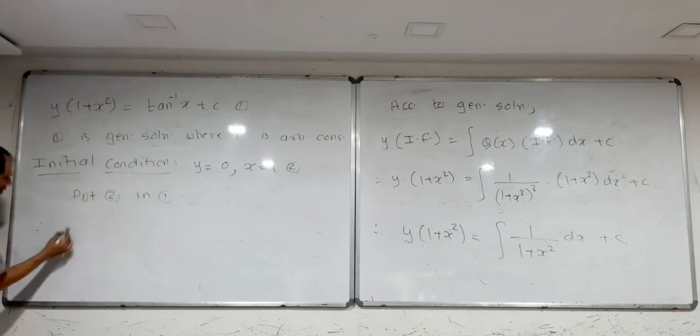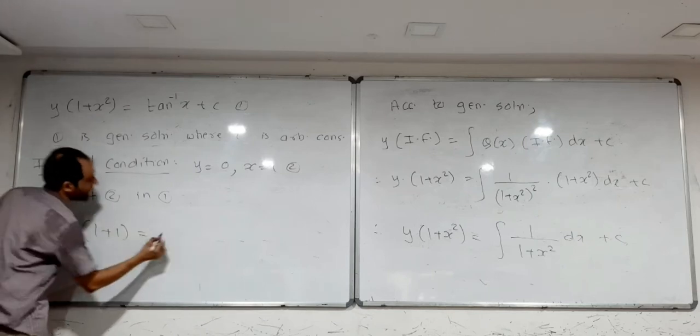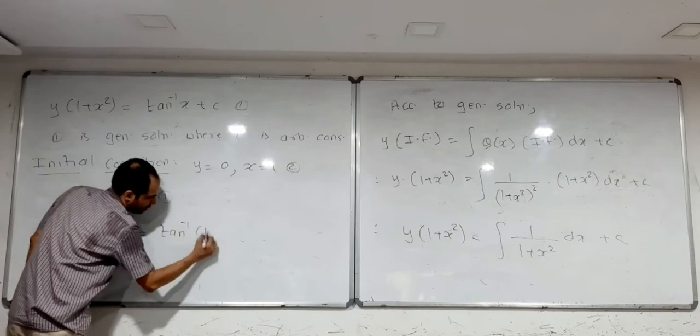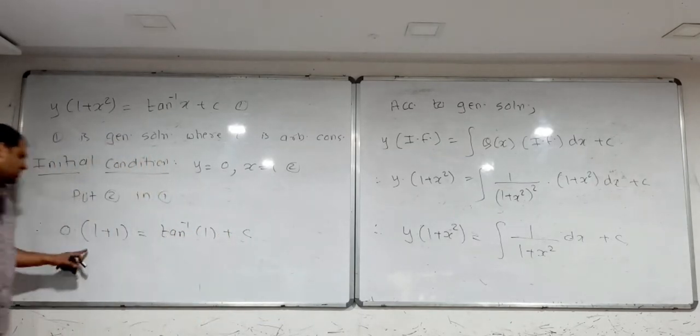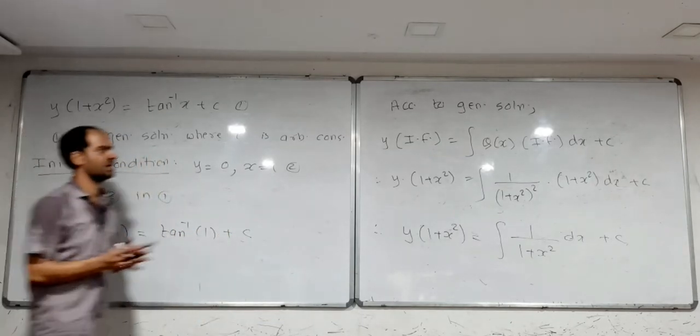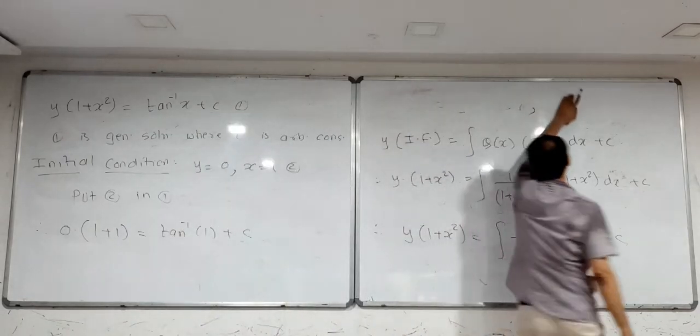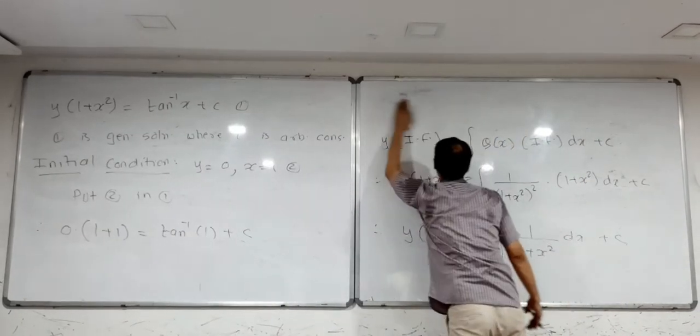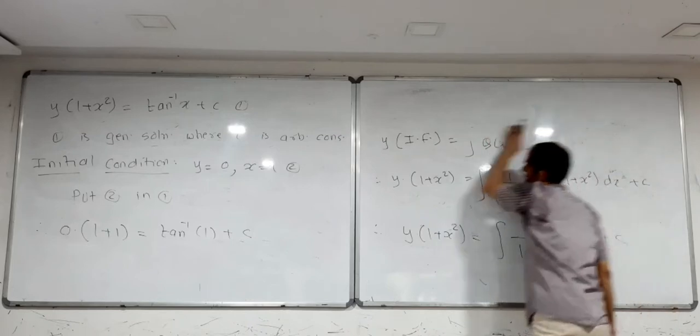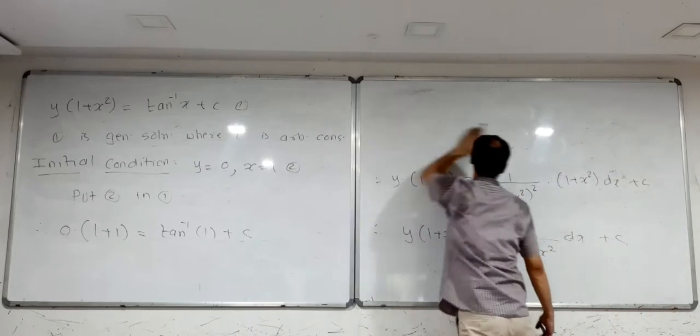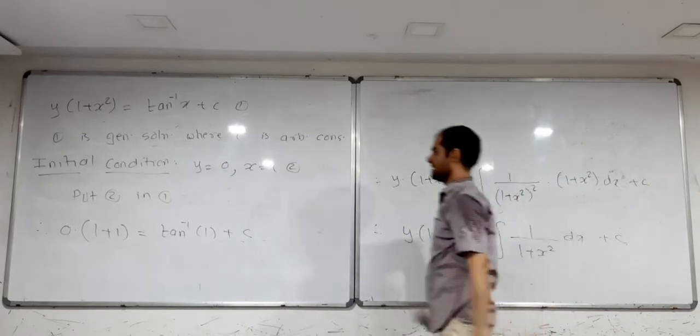Y is how much? 0. 0 into 1 plus 1 square is 1, which is equal to tan inverse of 1 plus c. Now 1 plus 1 is 2. So 0 into 2 is how much? 0. So 0 into anything is 0. So 0 is equal to pi by 4 plus c. So c will be minus pi by 4.